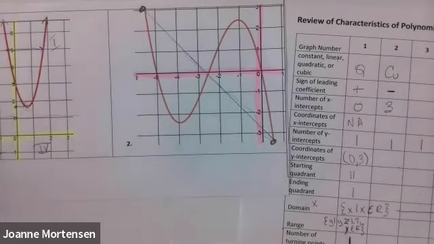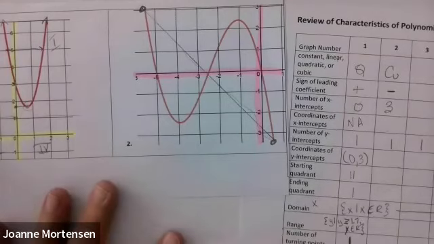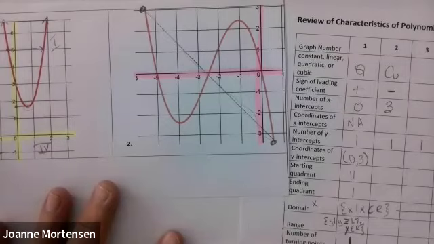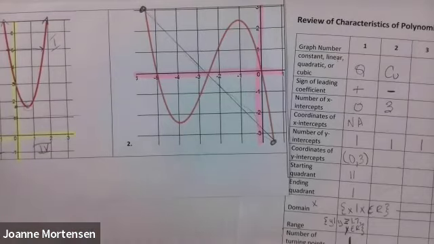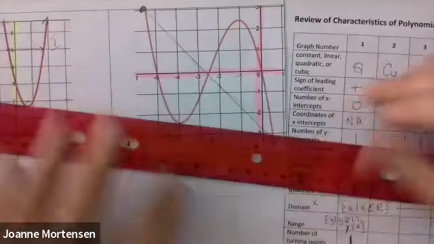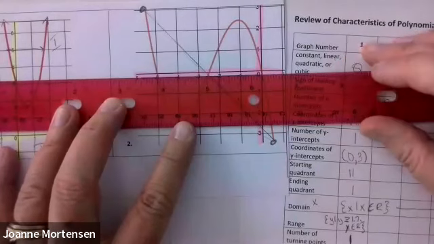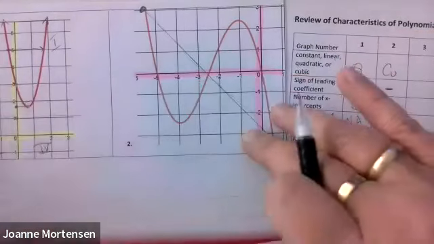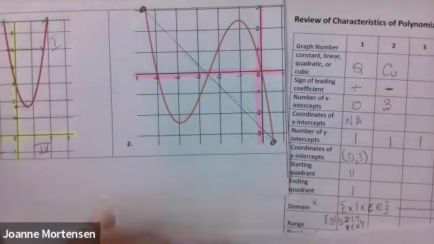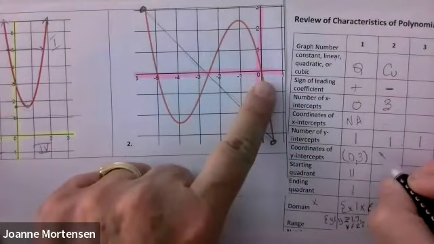Colleen, what's one x-intercept? So that's your x-axis. It's this one. So where does the red line cross the pink one? Okay, 0 and 0 is one. So that's that one.